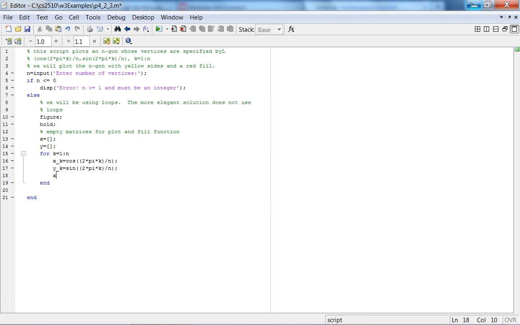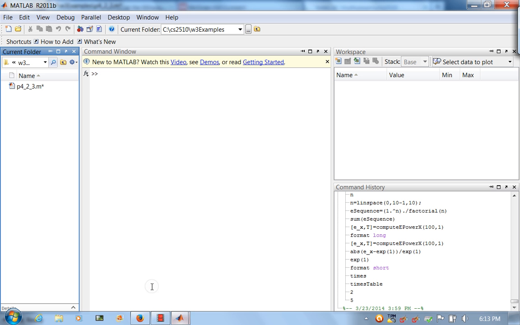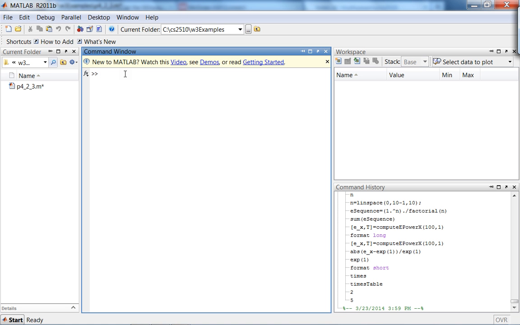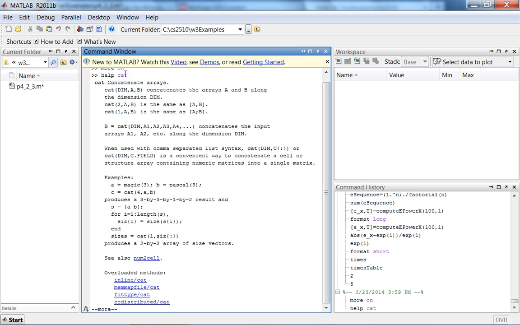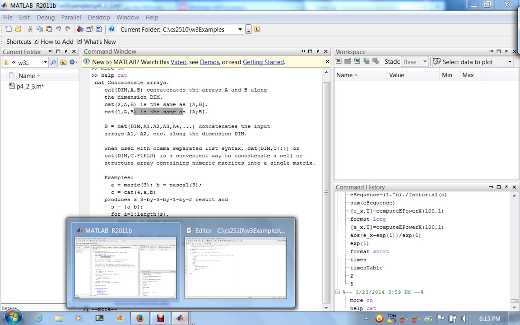So now what the x coordinates are going to be is concatenate. So what does the concatenate command do? Well, you can hit more help, but going back to the command line, let me turn on the more functionality, and if I say help cat, it concatenates arrays A and B along the dimension M. So here it is. I'm going to use cat along the row, I'm going to concatenate. So I get a column vector, okay?